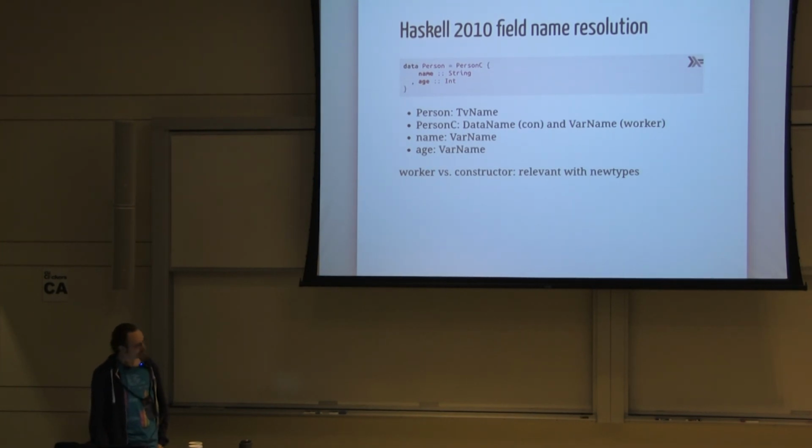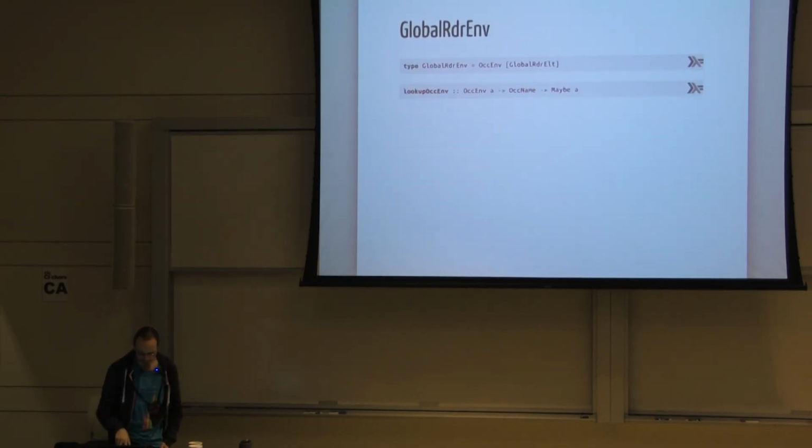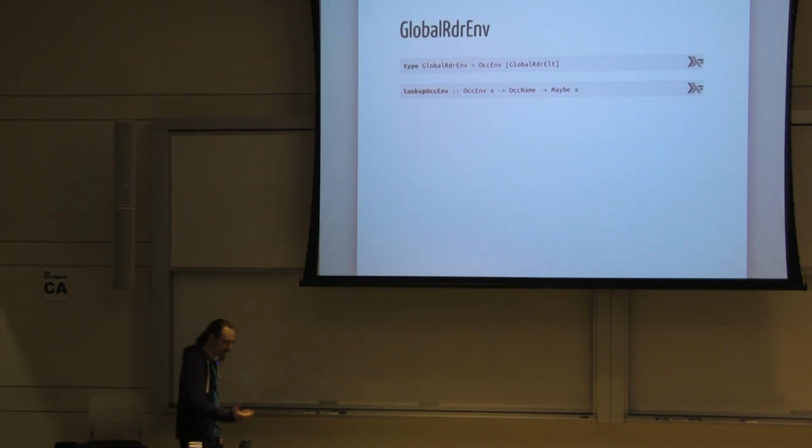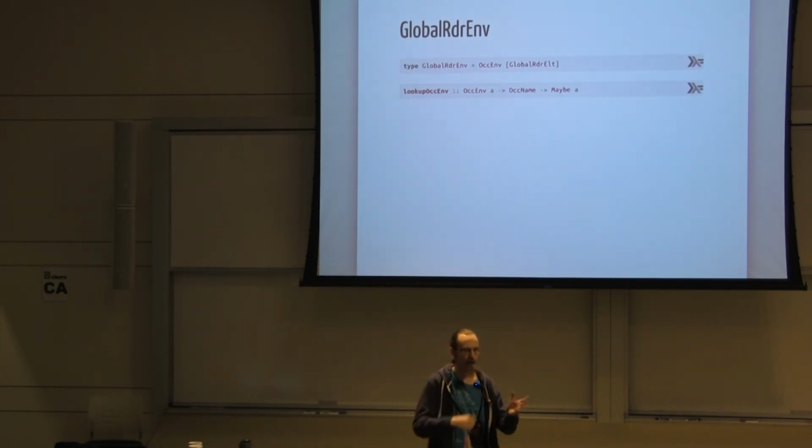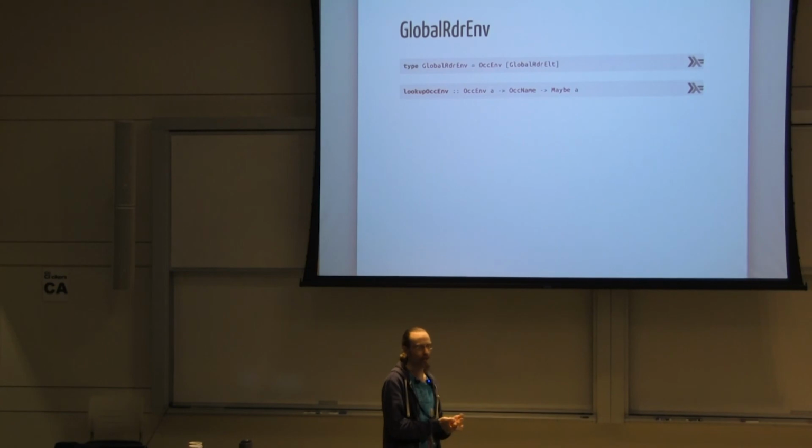So you have occurrence names. You need to look them up. So there's a GlobalRdrEnv, which is per module. If you have an import statement, each import statement has its own global reader env, which is used to resolve OccNames.